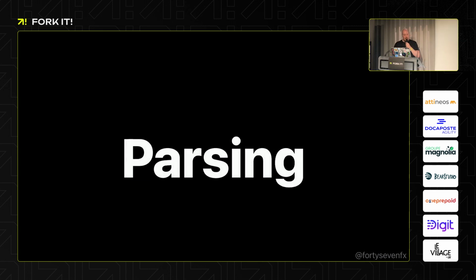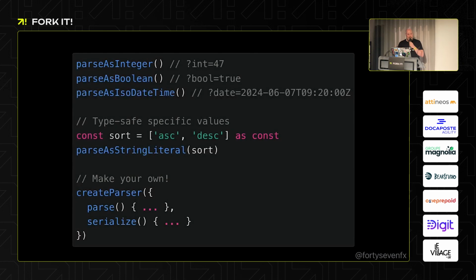Parsing allows us to transform the string that's in the URL into something meaningful for our application. Things like numbers. Numbers even have two variants, floating point or integers. Things like booleans, things like dates. nuqs comes with a set of parsers out of the box that mirror the JavaScript primitives, but you can also make your own if you want to customize how your state might look in the URL.